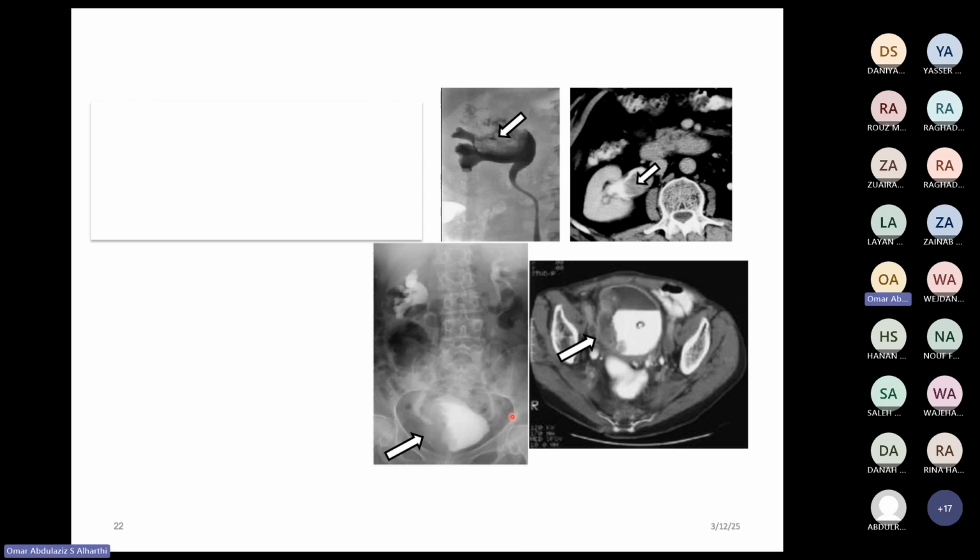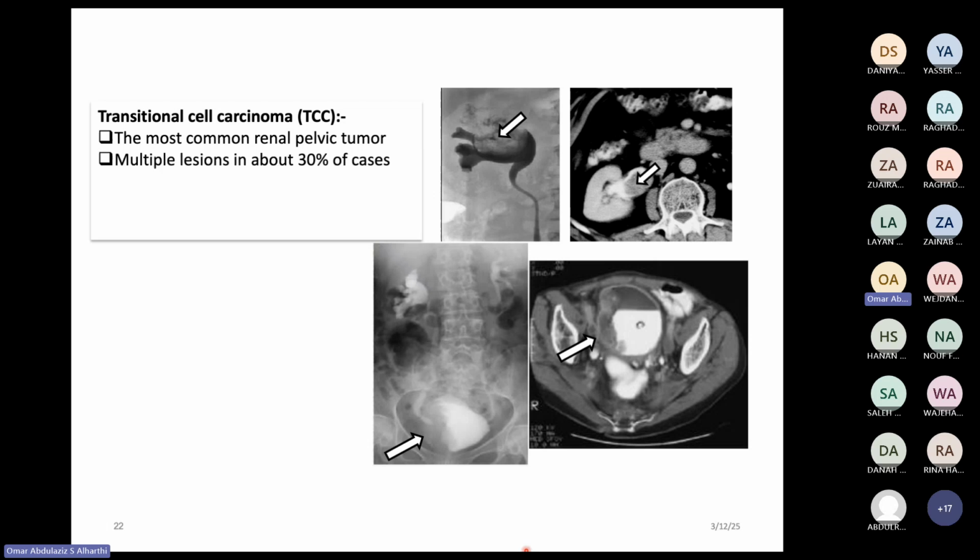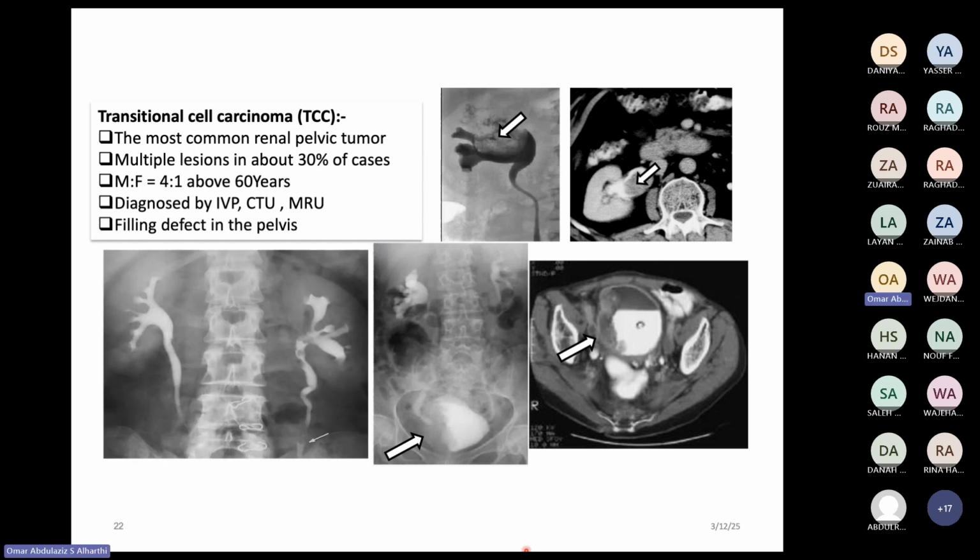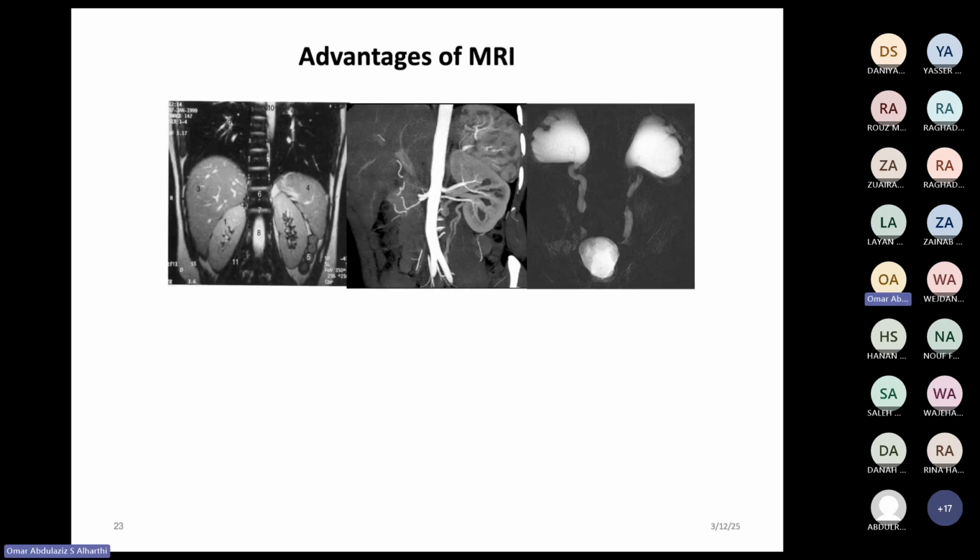What is happening here? So this is an IVP. This is CT urogram. Again, CT urogram. What is happening here? So the kidneys are excreting the contrast, but there is a filling defect here in the right renal pelvis. So this is an example of urothelial tumor, and the most common is transitional cell carcinoma, or TCC. Okay, it's the most common urothelial tumor in the urinary system. It's highly associated with smoking, and this is how it's diagnosed.